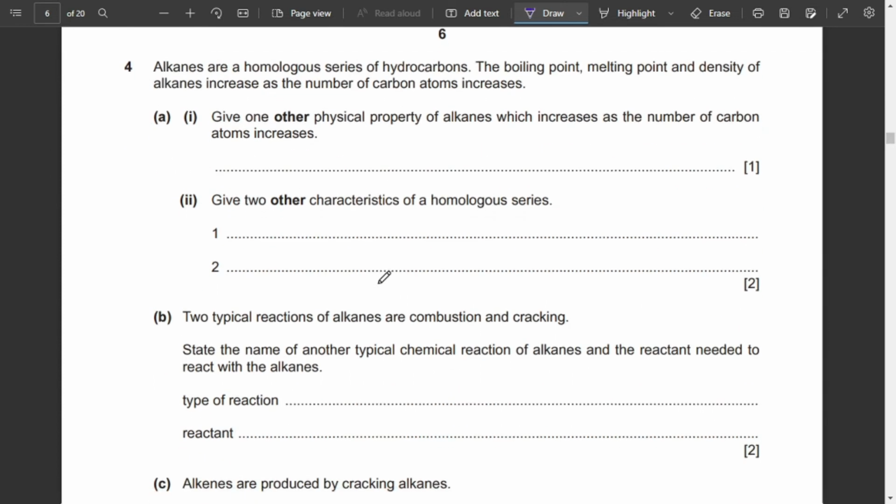Moving on to part B, 2 typical reactions of alkanes are combustion and cracking. State the name of another typical chemical reaction of alkanes and the reactant needed to react with alkanes.